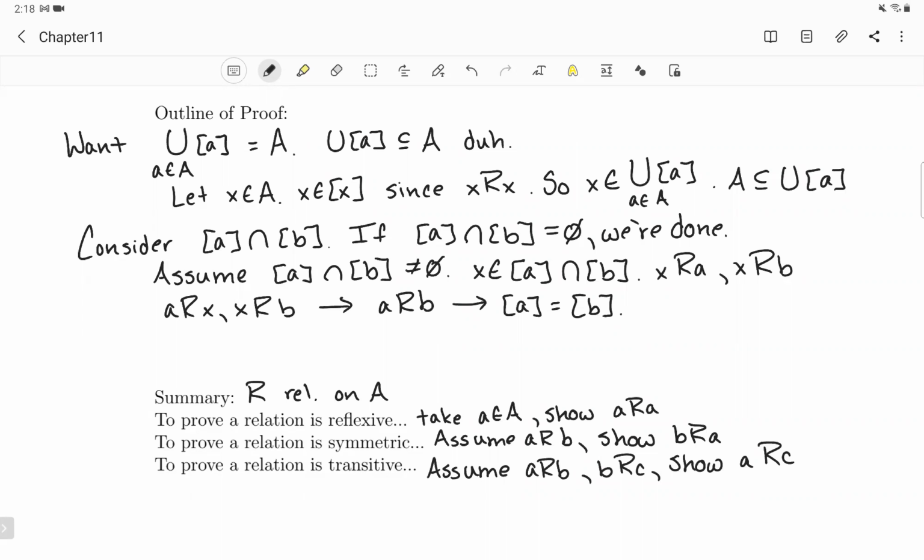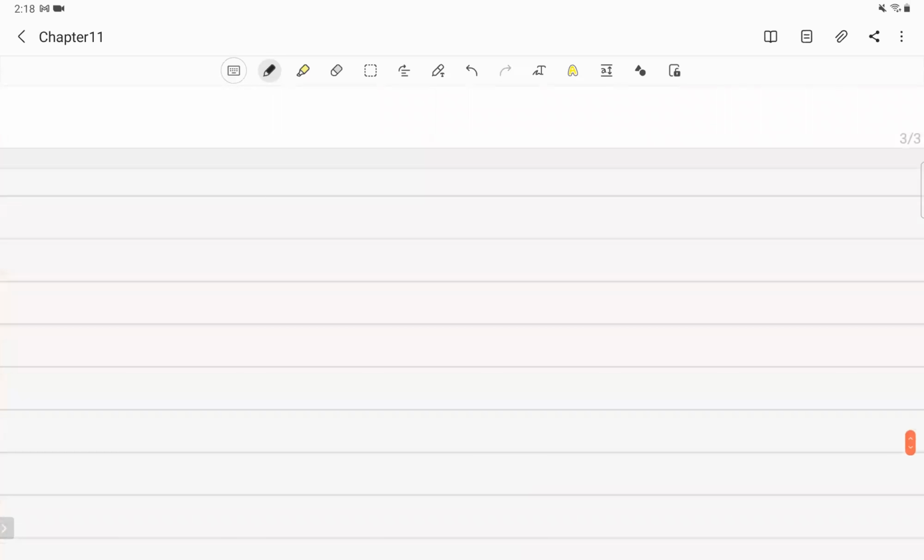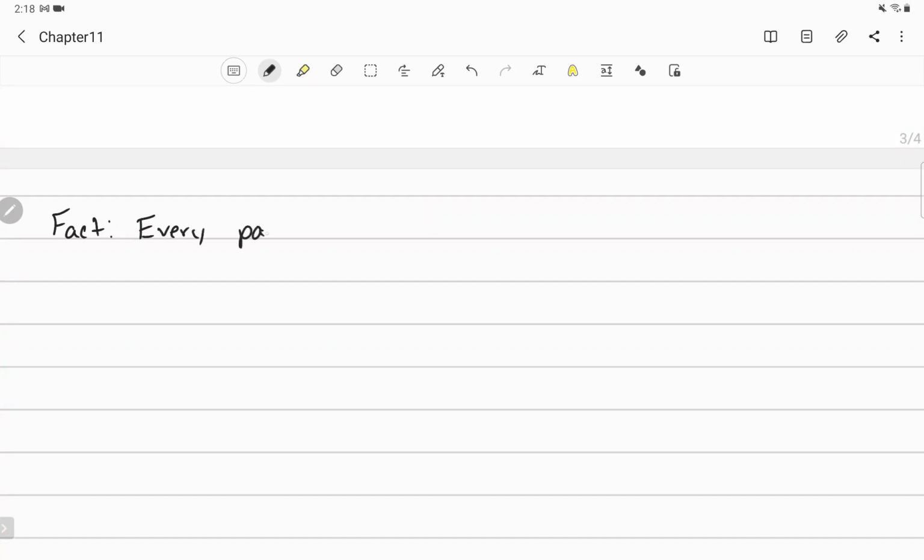All right. Any questions on that? Because then we've got time for me to show you a very tightly related fact. It is exciting. I wasn't sure if we'd have time for this. So here's our fact. Every partition of, and we'll just call it capital A, whatever our set is, every partition of A creates an equivalence relation on A.